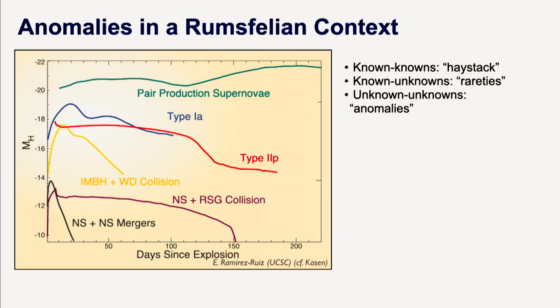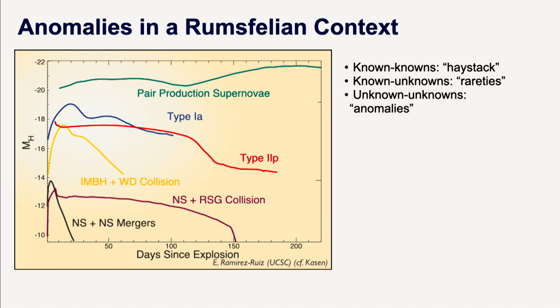This is one of the ways that we can think about the explosive universe in the time domain. On the x-axis is time, on the y-axis is terrible astronomer units for brightness. And the stuff in the middle, type 1a supernovae, type 2p supernovae, very common. You heard from Ashley, once every second or two in the universe, these things happen. They're very interesting for some types of astrophysics. People have made a cottage industry out of finding these things and studying these things, but they're very boring because they happen all the time.